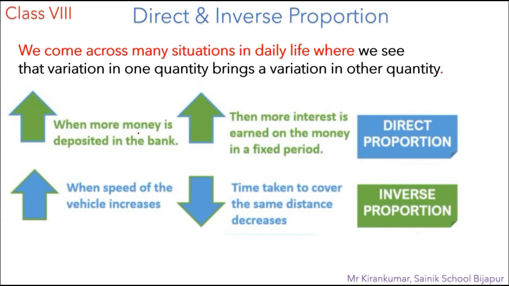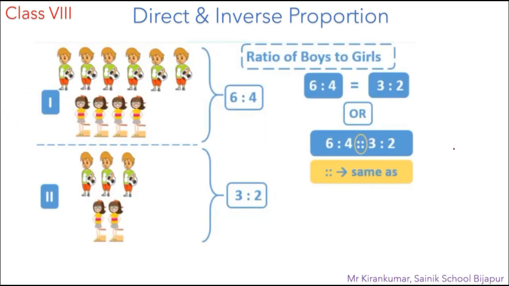So here is an example. When more money is deposited in the bank, then more interest is earned on the money in a fixed period. This is a direct proportion. When the speed increases, the time taken to cover the same distance decreases, this is an inverse proportion. Just look at this example. You see the number of boys and the number of girls. Here the number of boys are 6 and the number of girls are 4. So the ratio is 6:4. In this scenario, second one, boys are 3, girls are 2. The ratio is 3:2. These are in proportion. Suppose if you multiply 2 to both 3 and 2, you'll be getting 6:4.